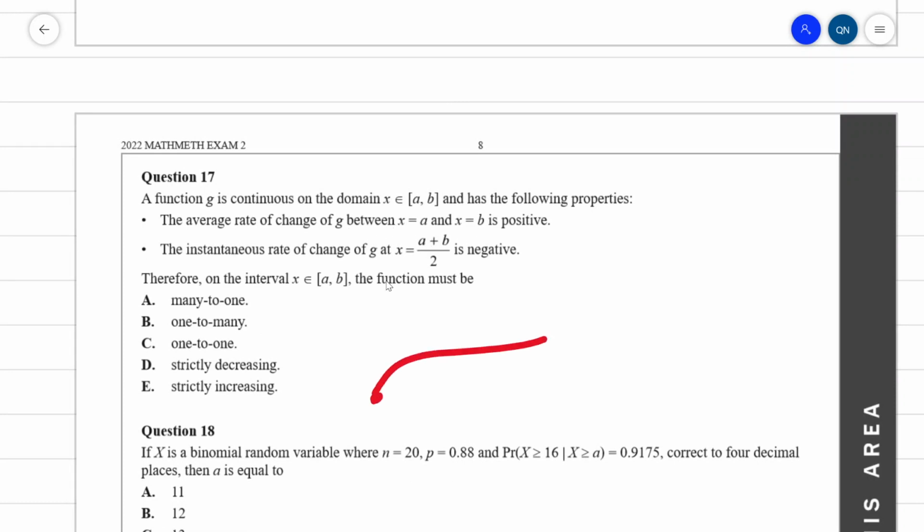It means if you draw some function g over here, and you draw a line from these two endpoints, a to b, it's positive, so it's going upwards. That's basically the average rate of change. What else do we have? The instantaneous rate of change.